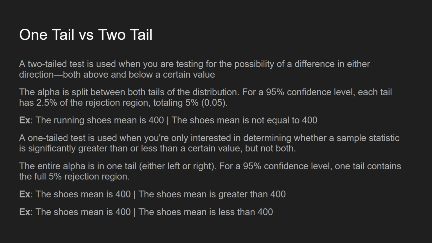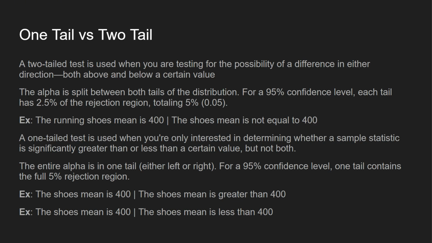A two-tailed test is used when you're looking for a possibility of a difference in either direction. So above and below, right? The alpha is split between both tails. For a 95% confidence level, each tail has 2.5% of the rejection region. Let's say our example shoes mean is 400. Our two-tail would be the shoes mean is not equal to 400. It could be 300 or it could be 500, right?